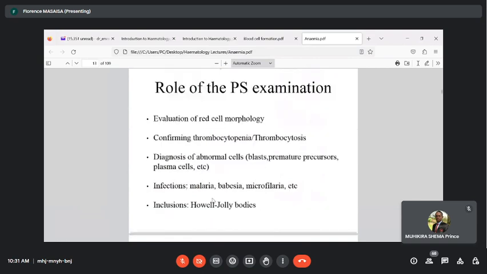So what is the role of the peripheral smear? It is usually to assess the red cell morphology, and to confirm if it is really thrombocytopenia or if the platelets are clumped together. It also helps you to see abnormal cells. In normal conditions in peripheral blood, you are not supposed to see immature cells or precursor cells; all cells should be mature. You can also see infections like malaria, babesia, microfilaria, and so on.